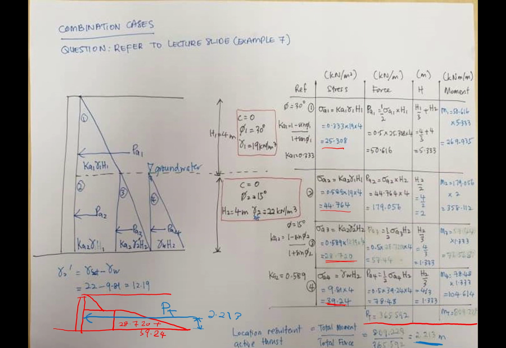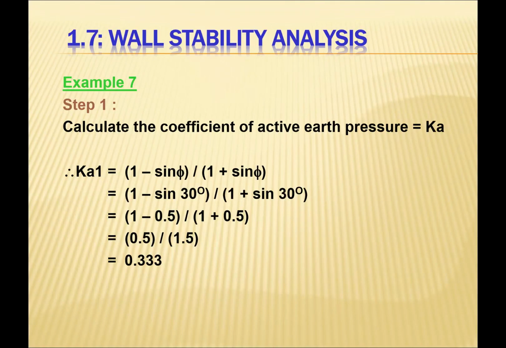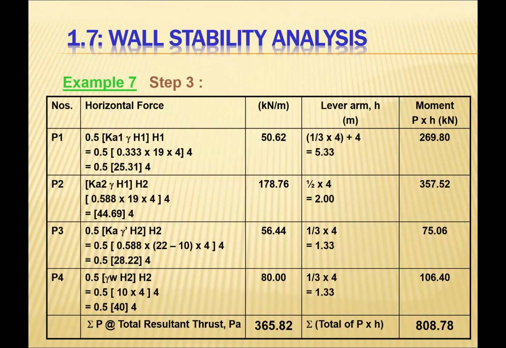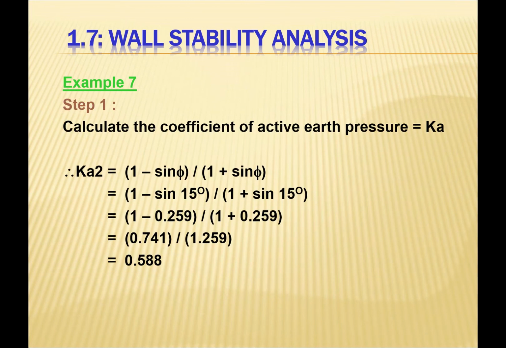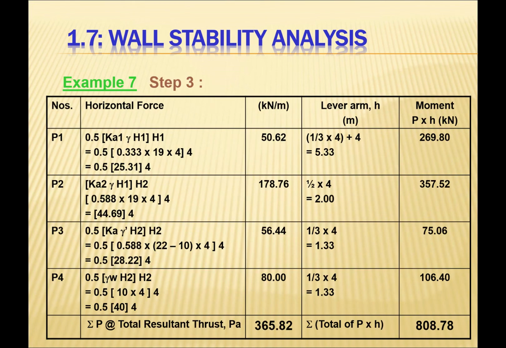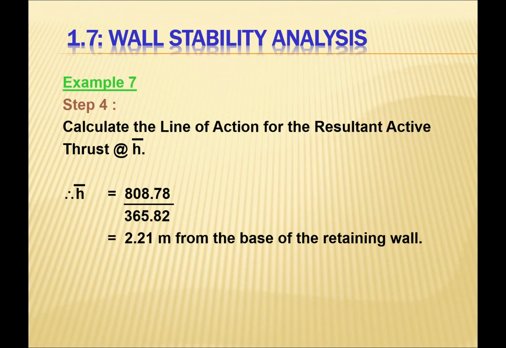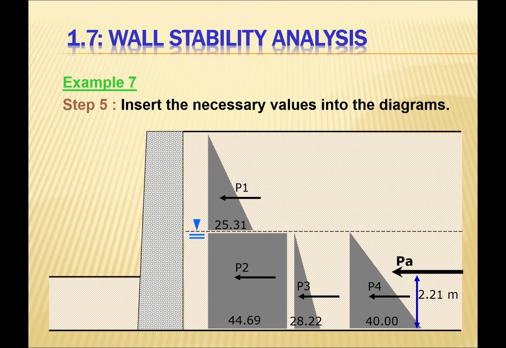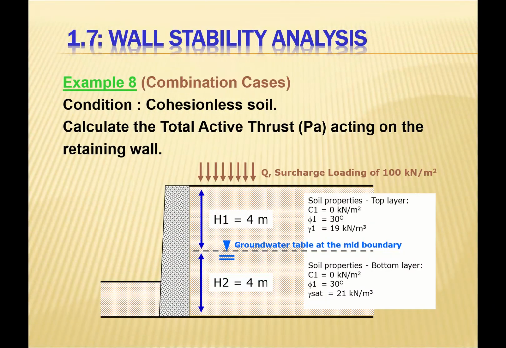Yeah, that is the position for total force acted in this particular case. The slide shows you one by one how to calculate for KA1, how to calculate for KA2, and then the diagram, and then put all of this in a table, and then you can calculate the line of action for the resultant active thrust. The last step is redrawing all of the information that you have just now.